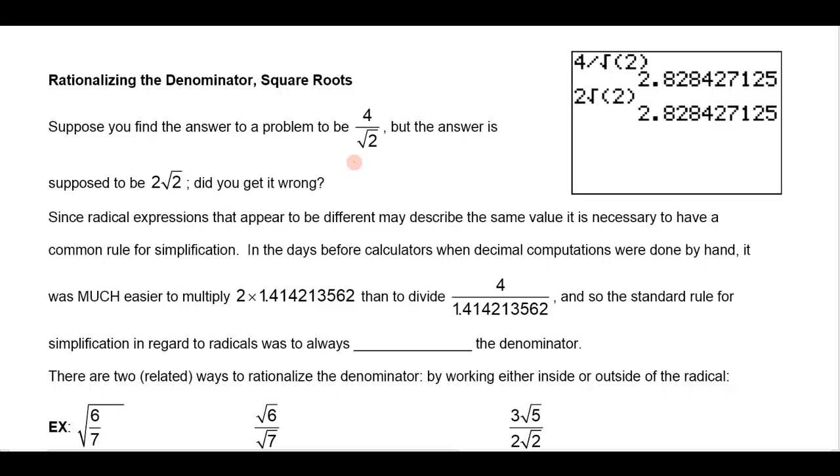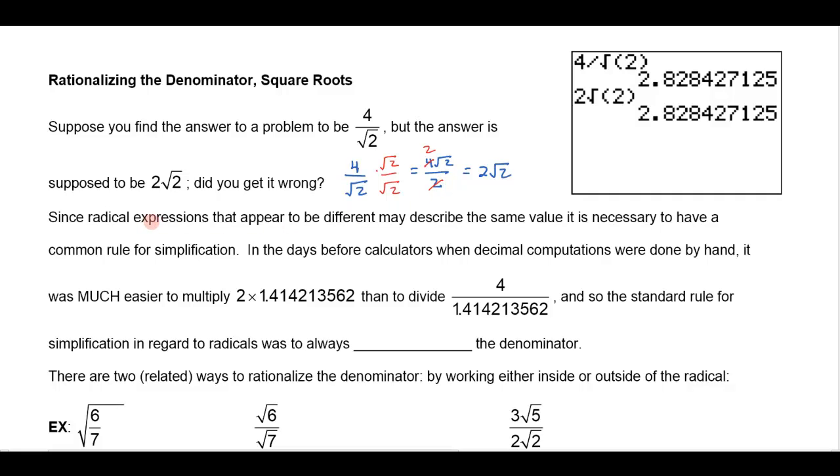Well, notice if I take 4 divided by the square root of 2 and I multiply that by the square root of 2 divided by the square root of 2, then I'll get 4 square roots of 2 in the numerator, and the square root of 2 times the square root of 2 is just 2, and so I can cancel the 2 and the 4, and that will give me 2 square roots of 2. So you see they really are the same.